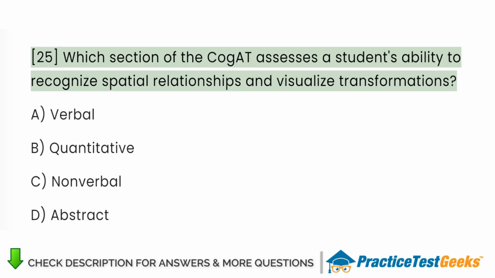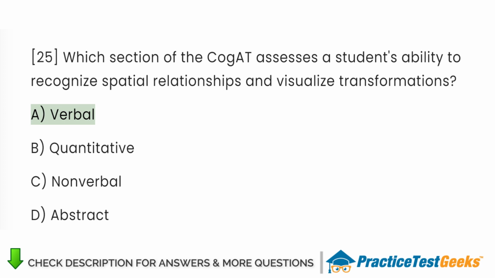Which section of the CogAT assesses a student's ability to recognize spatial relationships and visualize transformations? A. Verbal. B. Quantitative. C. Nonverbal. D. Abstract.